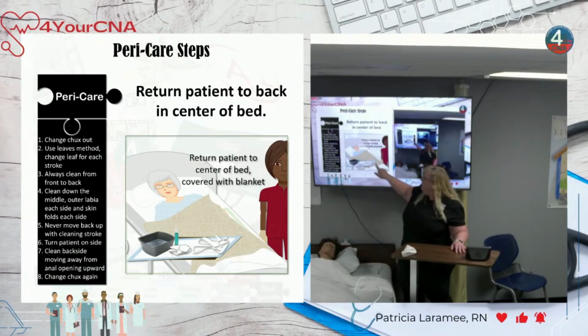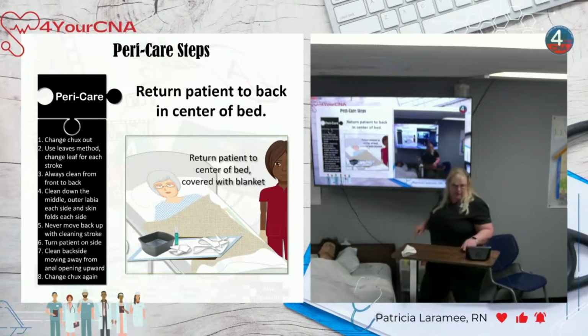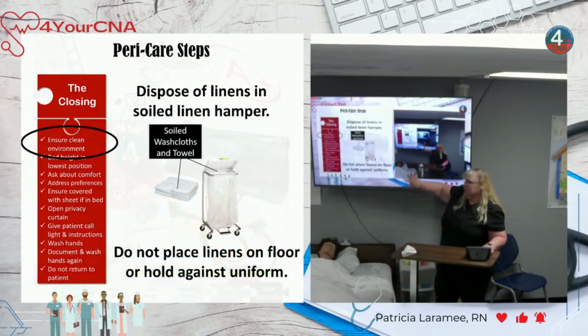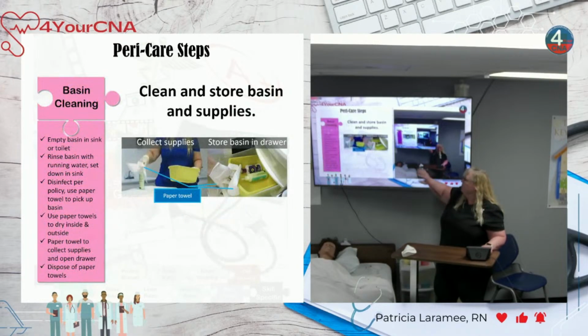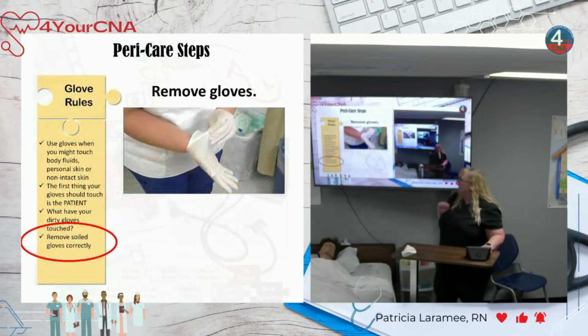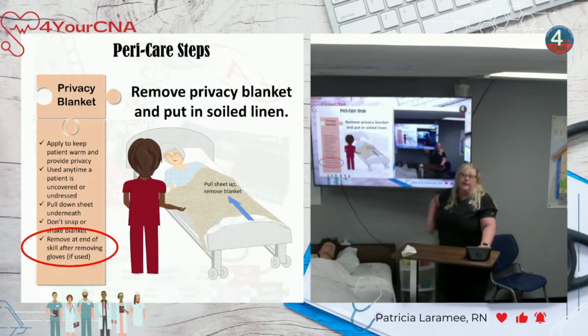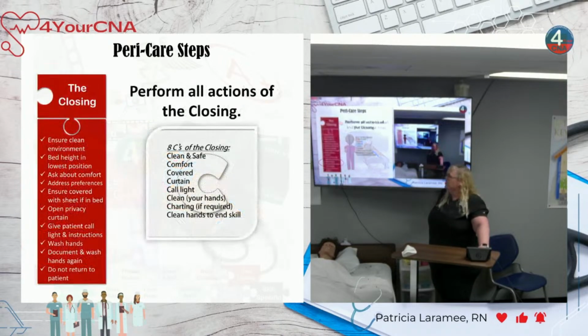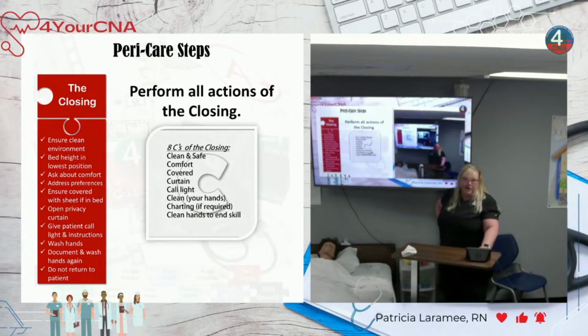While we have gloves on, we're going to take care of all this stuff. We're going to clean our basin and put it back in our drawer. We're going to get our environment cleaned up, and then we're going to take our gloves off. Good? Good. So we're going to dispose of our dirty linen. We're going to clean our basin and put it away, and then we can remove our gloves. And then the final step is to remove that privacy blanket and pull the sheet up. Now we can do our closing, wash our hands, and end the skill.